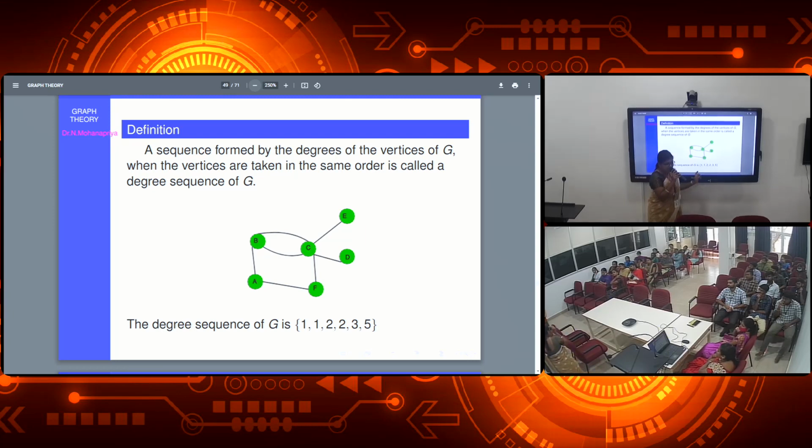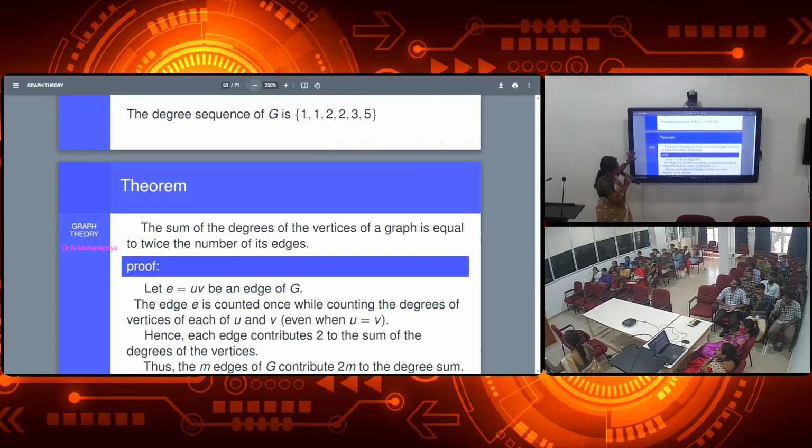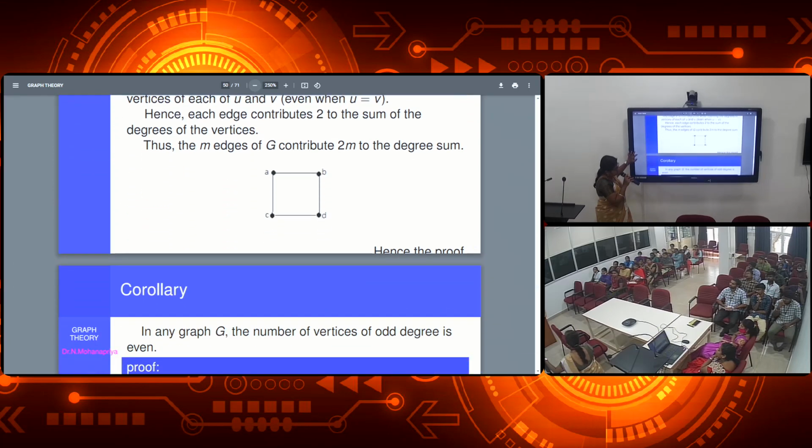First I will arrange it in ascending order in this example. So E and D have the degree 1. So 1, 1. Then for A and F we have the degree 2. So 2, 2. Then for B and C we have degrees 3 and 5. So 3, 5. So this is the degree sequence of the graph G. These are the theorems. We will see them in the next class.